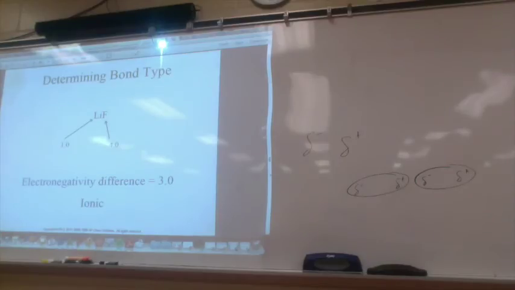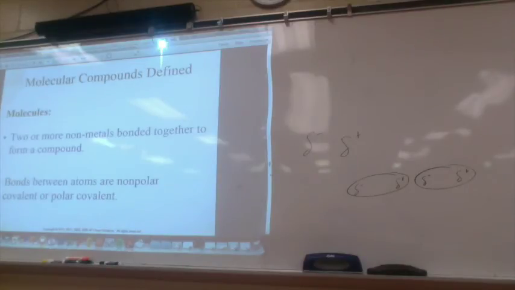LiF, you can measure the values and see that it's ionic based on the 3.0. But what are you going to do to determine that this is ionic? Metal and nonmetal, that's it. All right, molecular compounds is when two nonmetals are bonded together to form a compound, and the bonds between the atoms are nonpolar covalent or polar covalent.